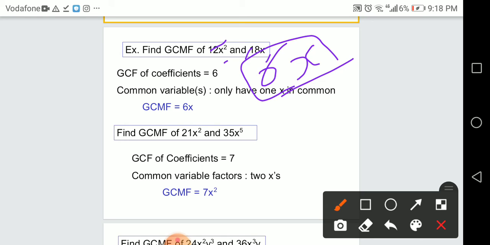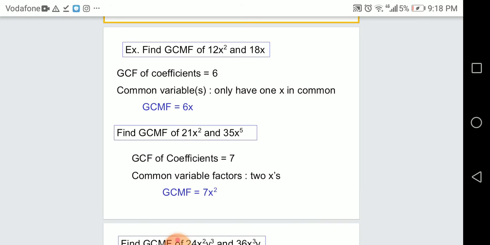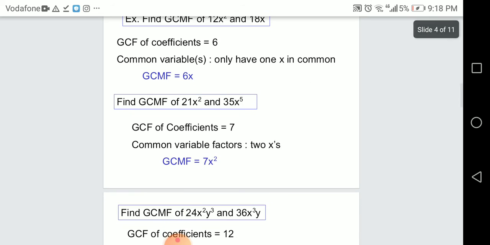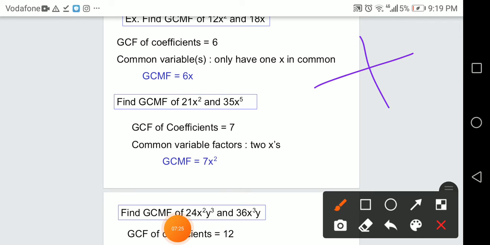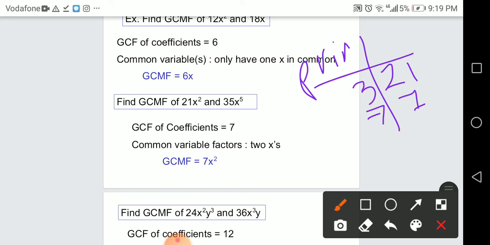Then after that, I have two numbers, 21 and 35. Let's do it. 21, divided by, who can tell me? Divided by 3 gives me 7. Divided by 7, the prime numbers, gives me 1. I have here 3 and 7.